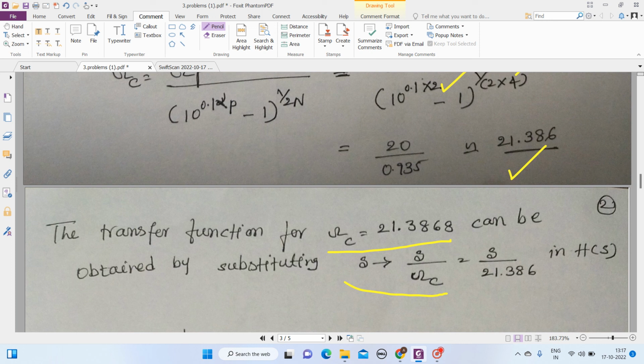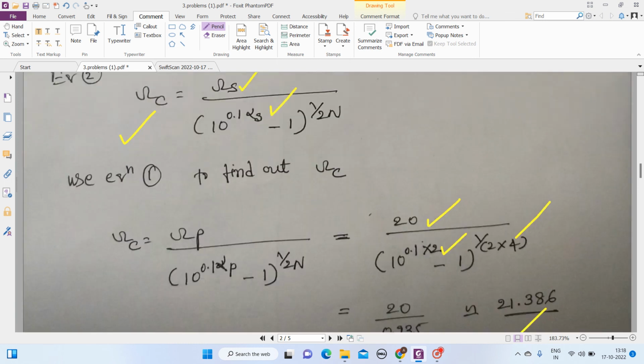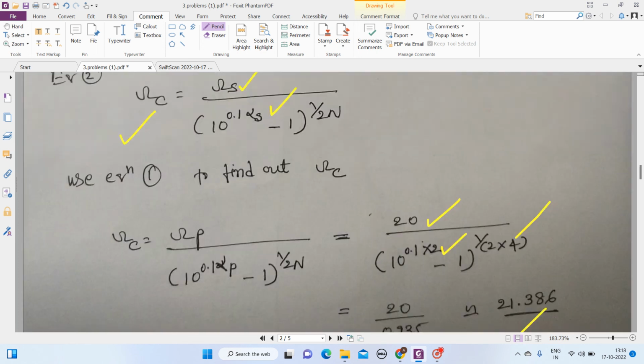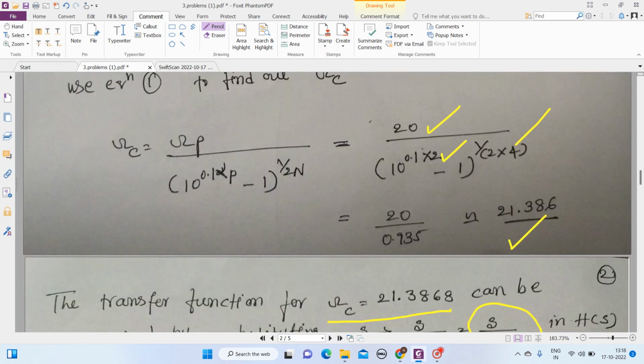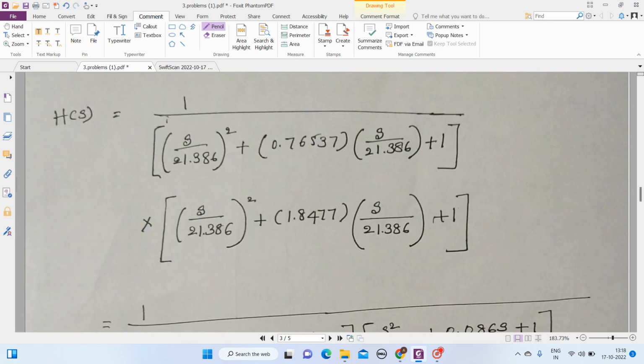Okay, s tends to s divided by omega c. Here we have determined the cutoff frequency 21.386. So we have to use this in the transfer function. We have determined the transfer function here, right? Wherever we have that s, we have to substitute s divided by omega c. The value of omega c is determined as 21.386, right?